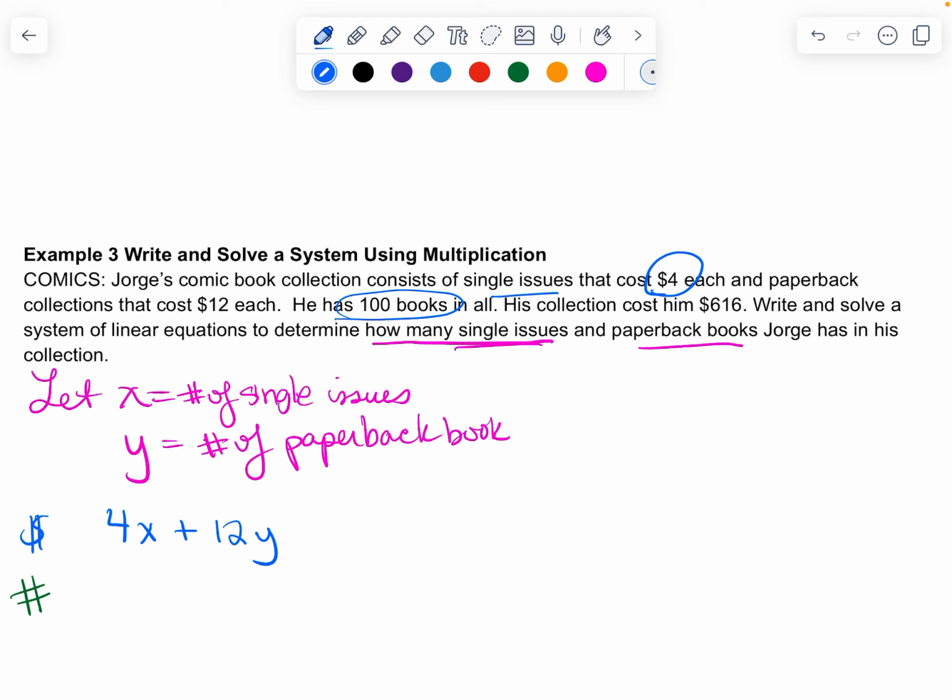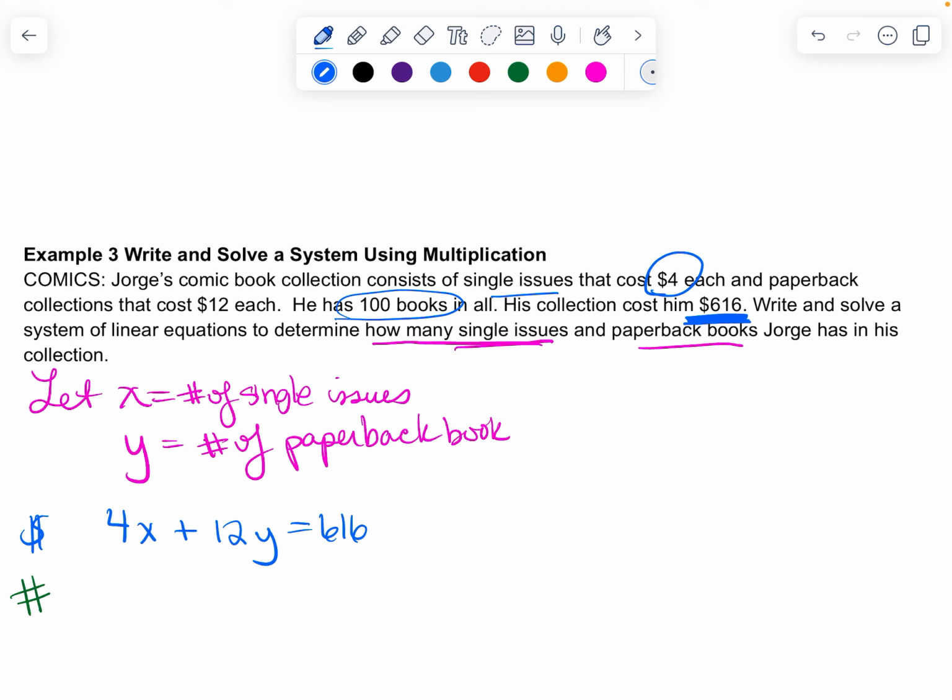Now, where does it say how much the total amount is? Right here it tells us the total amount. So it's $616. So that's our first equation, and it has to do with money.